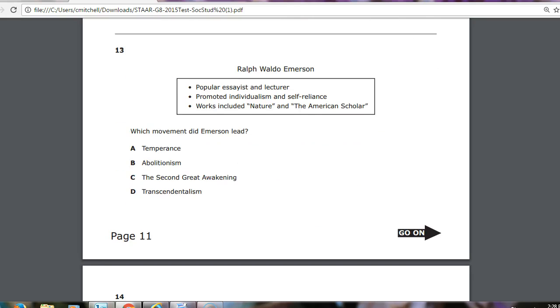Question number 13. Ralph Waldo Emerson, popular essayist and lecturer, promoted individualism and self-reliance. Works included Nature and The American Scholar. Which movement did Emerson lead? A. Temperance. B. Abolitionism. C. The Second Great Awakening. D. Transcendentalism.